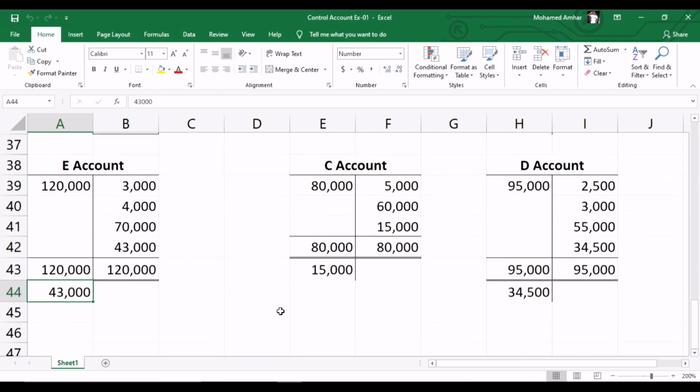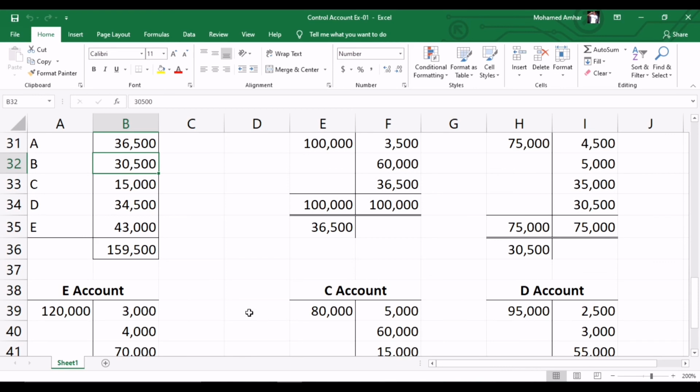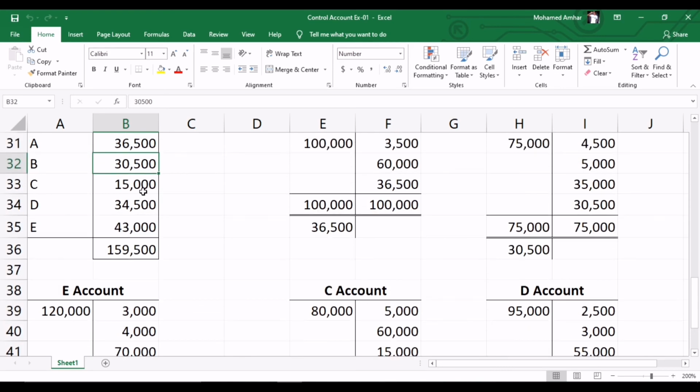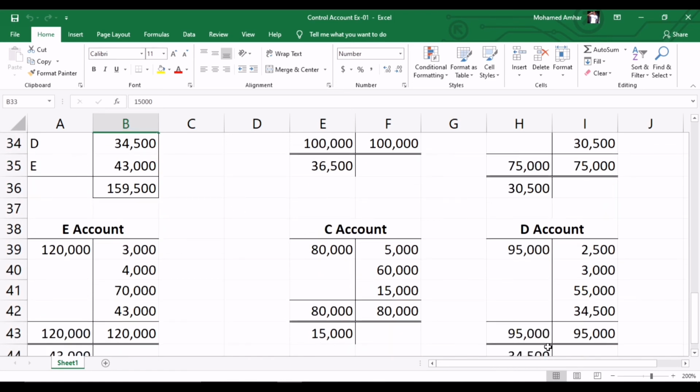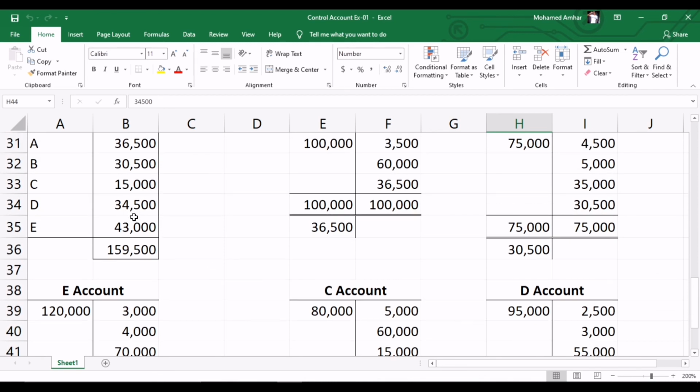Now you take the individual account balances to the debtors list. A account balance is 36,500. B account balance is 30,500. Debtor C account balance is 15,000. Debtor D account brought forward balance is 34,500. E account balance is 43,000. Now get the total. Right.